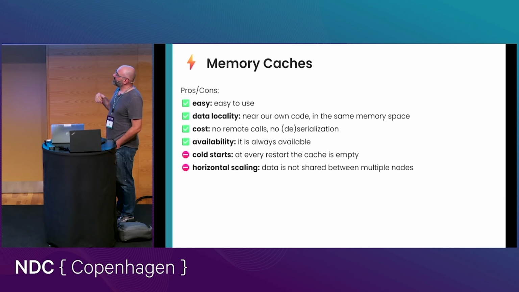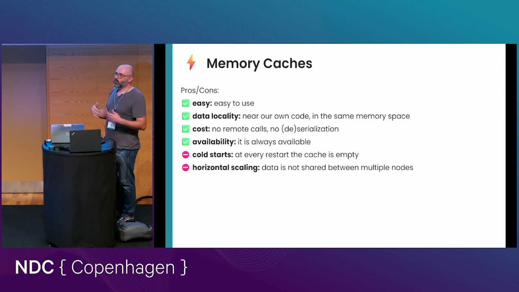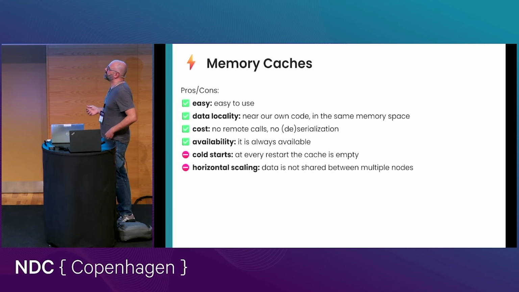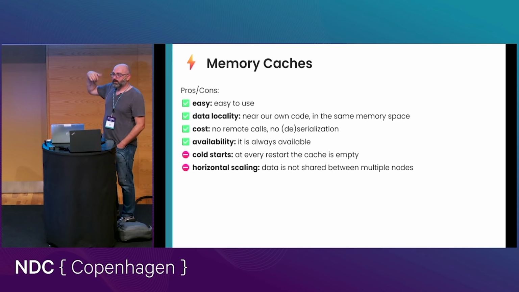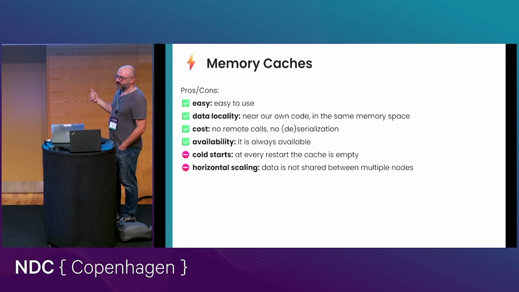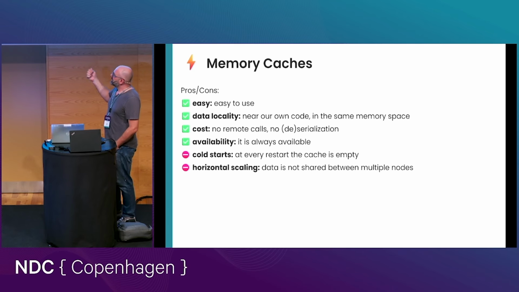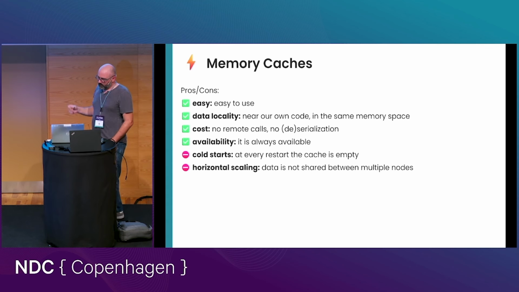On the other hand, we have a problem with cold starts and horizontal scaling, meaning at every application restart, the cache is wiped out because it's a dictionary. Of course, you restart the application, everything is empty, meaning it will need to be repopulated from the database again, so more queries to the database. And for horizontal scaling, it means that if we need to scale out horizontally with multiple nodes, or if we have even just multiple applications using the same data, data is not shared between multiple nodes or multiple applications. So we have a problem there.